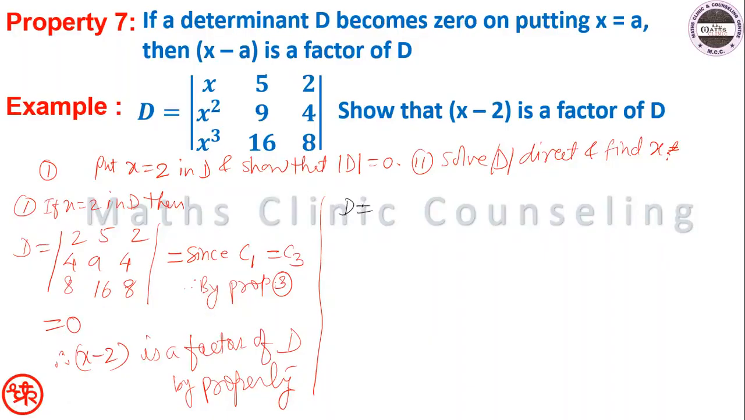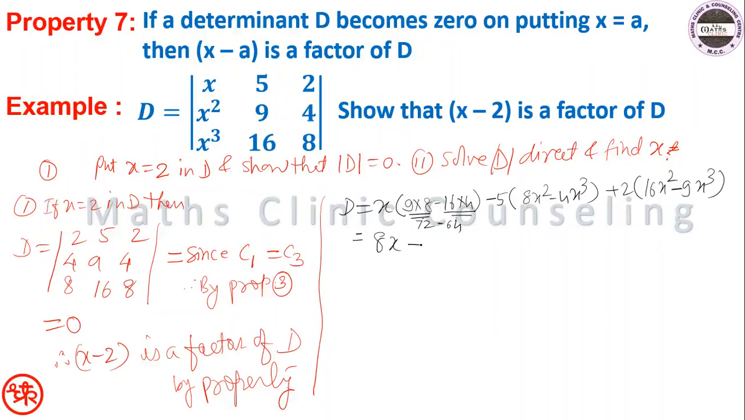D is equal to, what we get here, x into (9 into 8 minus 16 into 4), minus 5 into (8x squared minus 4x cubed), then plus 2 into (16x squared minus 9x cubed). Is that clear? So you will get 9 into 8, 72, 16 into 4, 64. So 72 minus 64 is 8. So it is finally 8x.